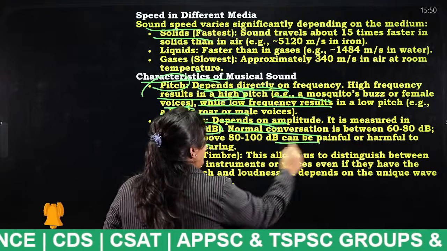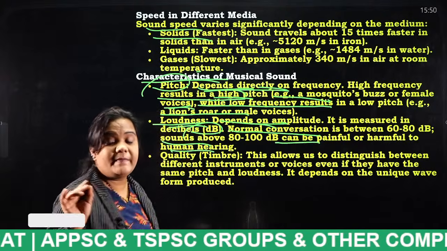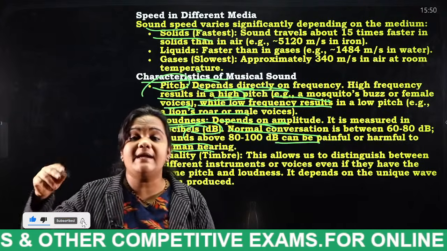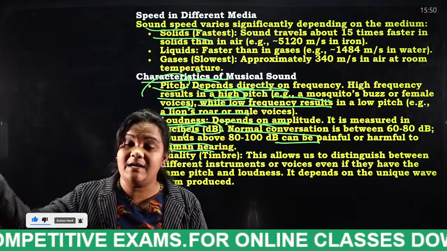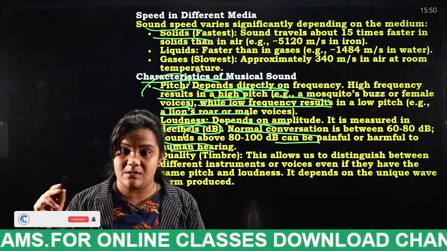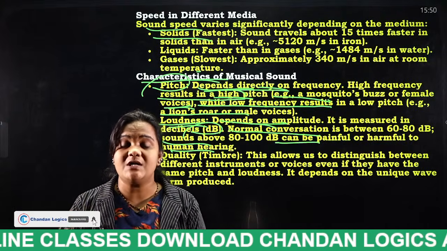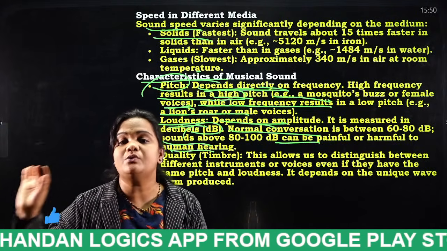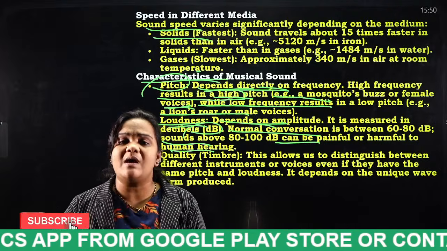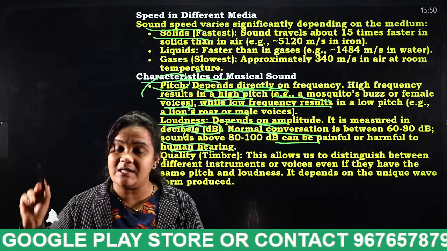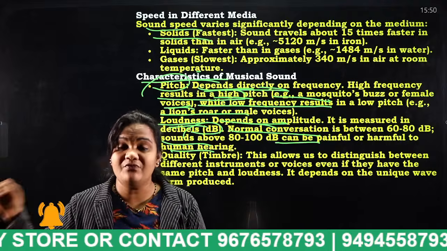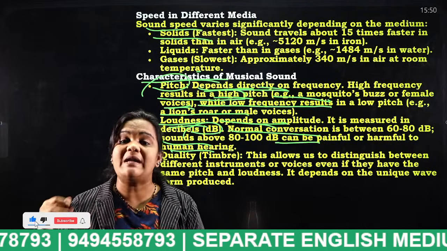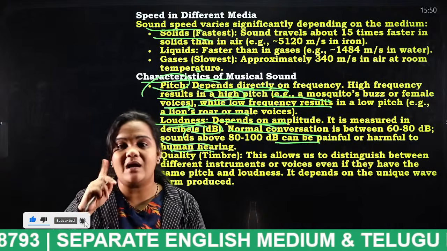Can be painful or harmful to the human ear. So remember, 80 to 100 decibels and above, our ears will feel pain. Remember, students: normal conversation loudness is measured in 60 to 80 decibels. Somewhat high means 80 to 100 decibels. Beyond that, if we hear sound of that much loudness, what happens to our ear? Our ear feels pain.